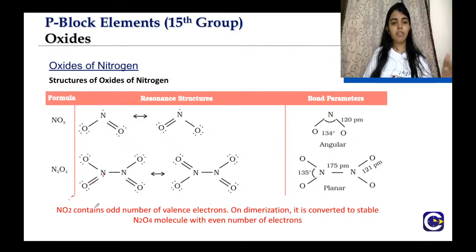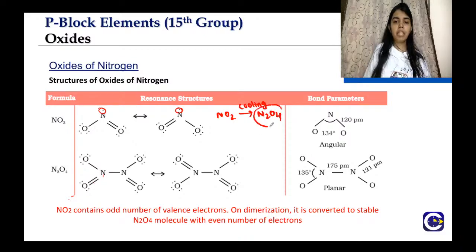So NO2, if you see, it contains an odd number of valence electrons. Can you see here? One electron here, one electron here. It contains an odd number of valence electrons. So basically NO2 dimerizes to N2O4, that we have already discussed, on cooling, so as to become an even number of electrons.